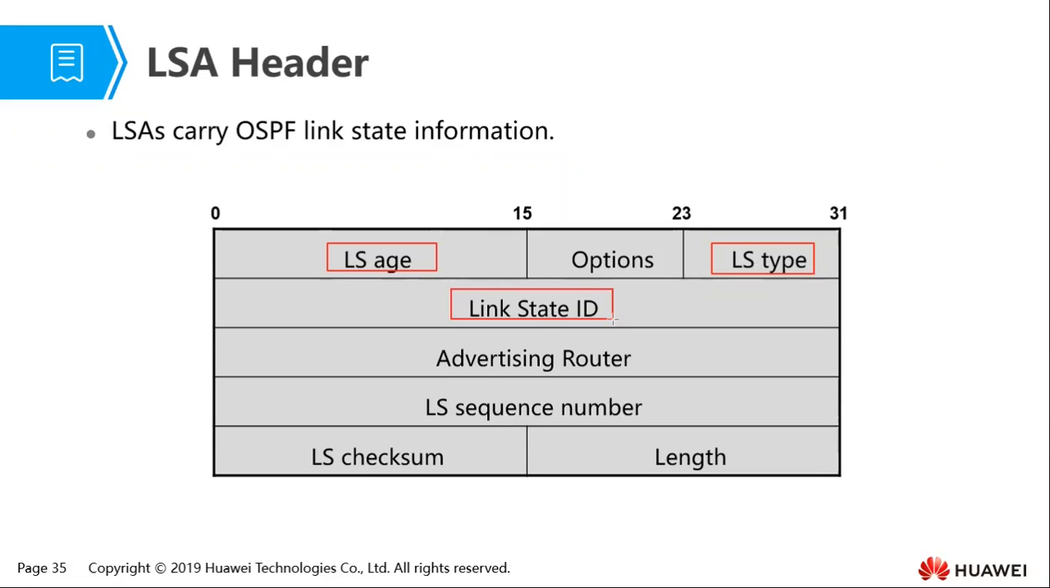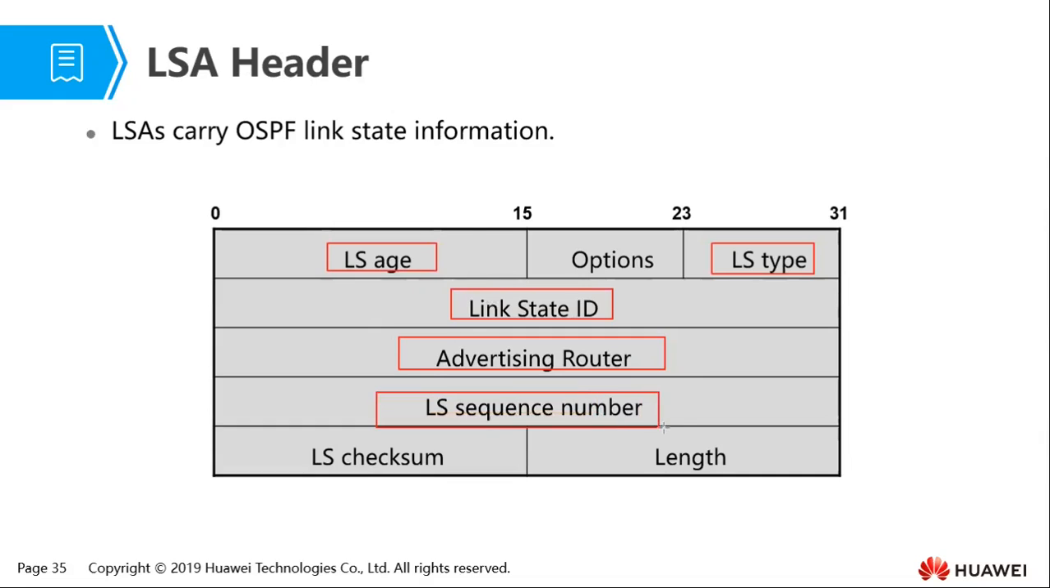identifies the link that is described by a link state advertisement. Most of the time, they actually use the router ID for the link state ID field. So again, during the practical, you're going to see that. Advertising router is the router ID of the router that has originated that particular link state advertisement.